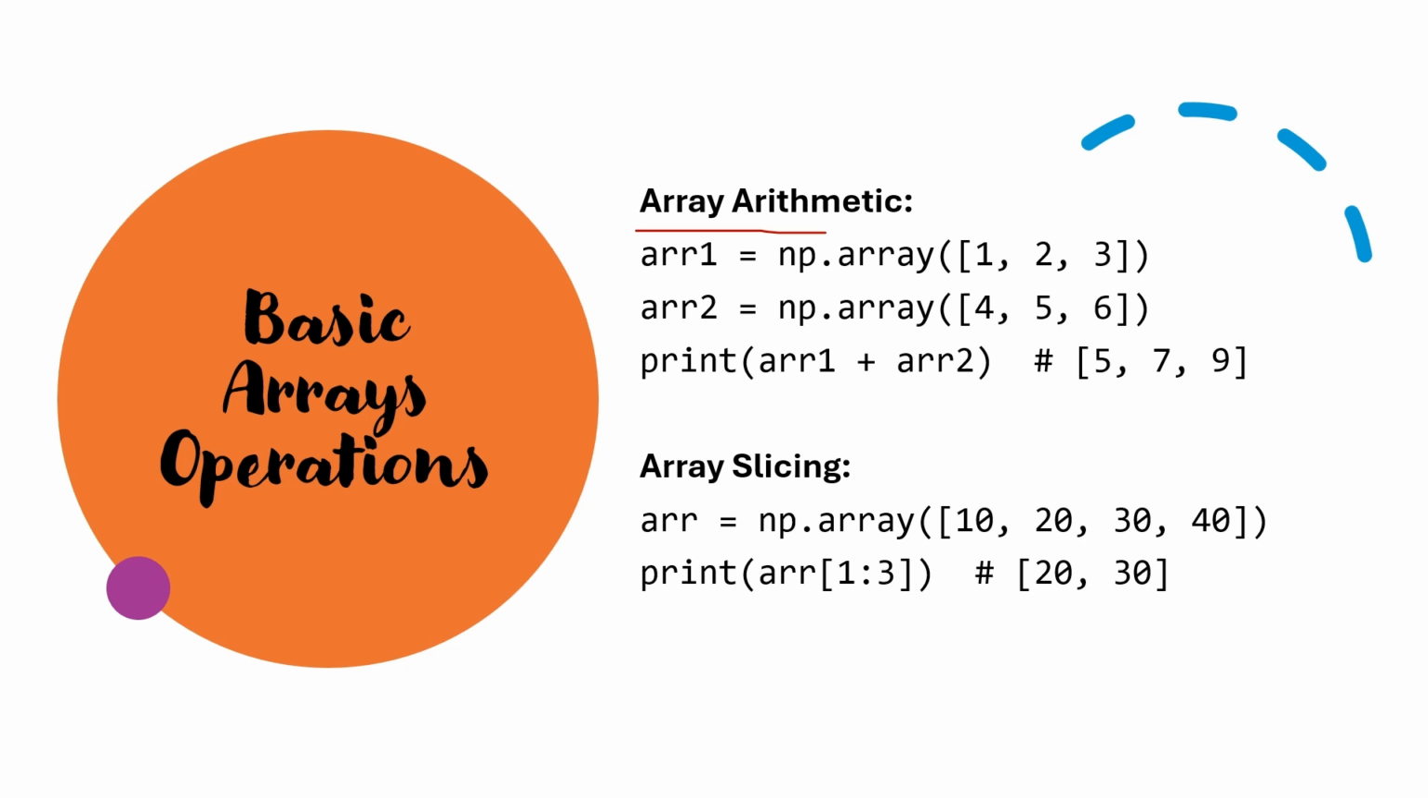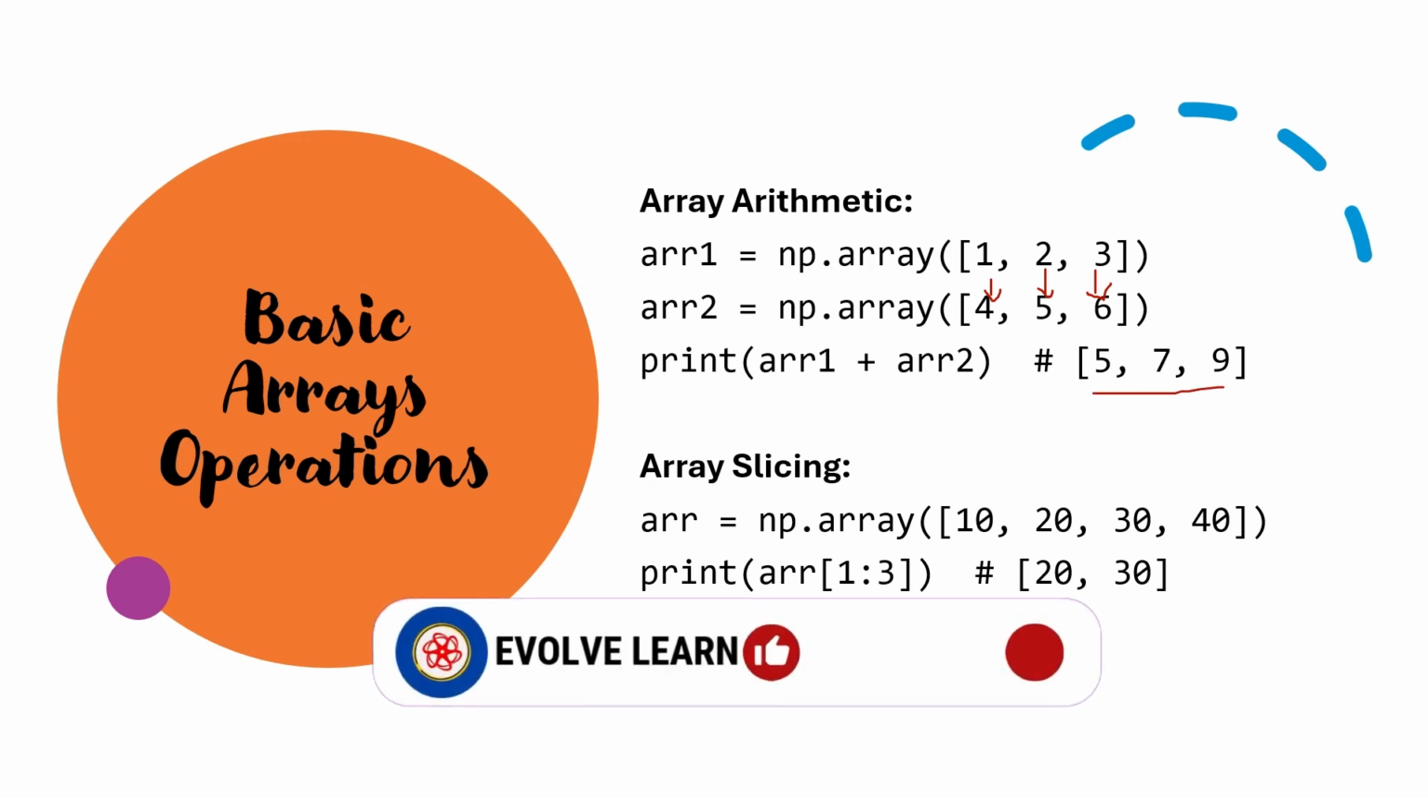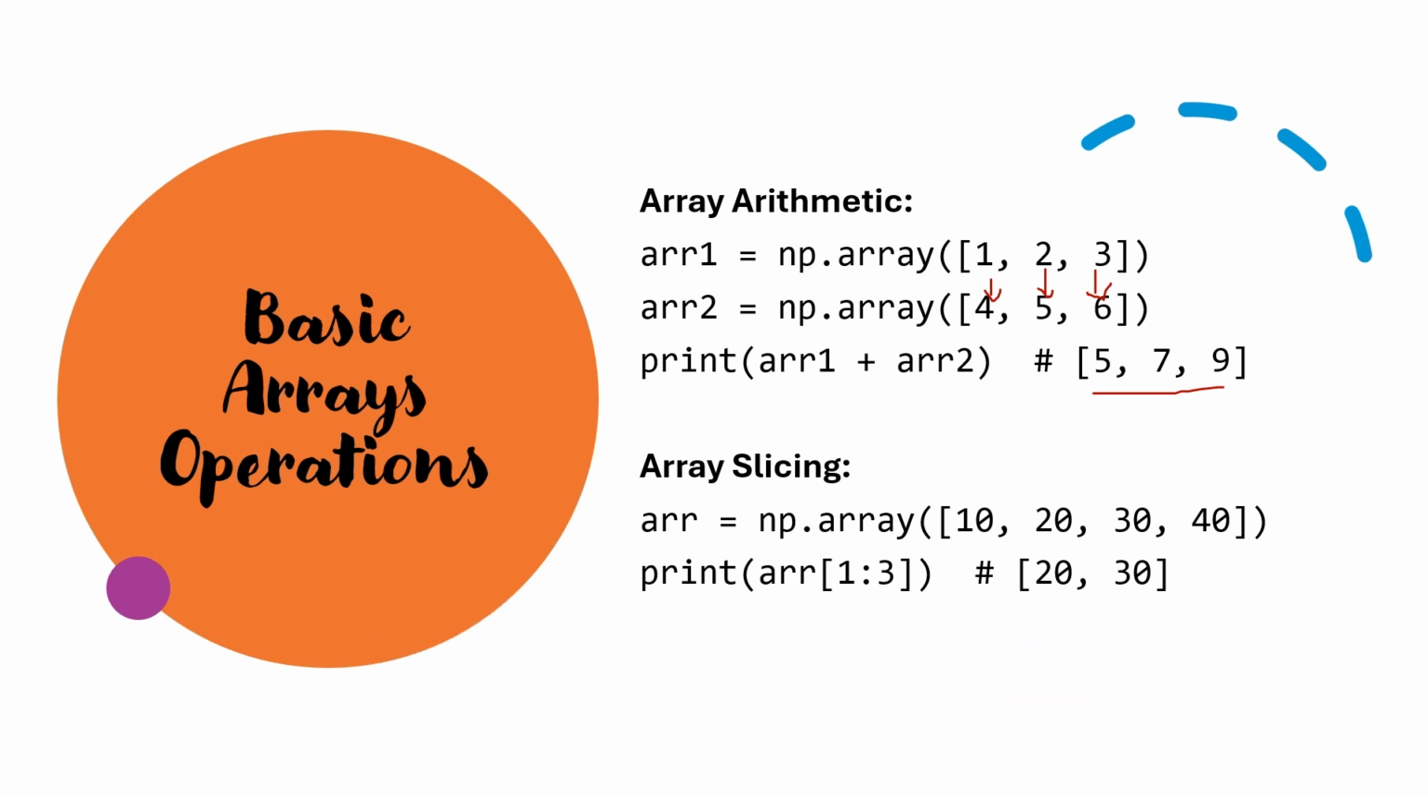Let's see how addition works. First, you need to import NumPy. After that, you need to create a couple of arrays to perform addition. Here we have two one-dimensional arrays, array 1 and array 2. As I have already said, NumPy allows you to add these arrays element-wise very easily. As you can see, the corresponding elements of the arrays are added together. The result is a new array where each element is the sum of the elements at the same position in the original arrays.